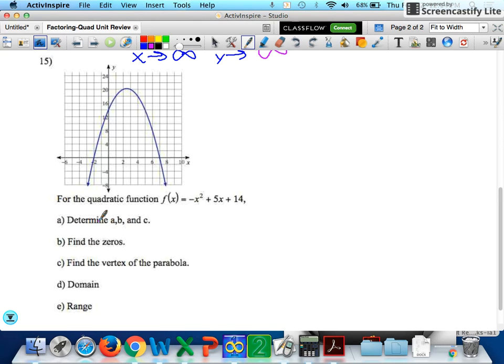But the first part says determine A, B, and C. A lot of people got confused. They thought that meant here, here, and here. It probably should have been worded a little bit better by me. What A, B, and C means is our standard form of ax squared plus bx plus c. Okay? So what it's wondering is what's A, what's B, and what's C?